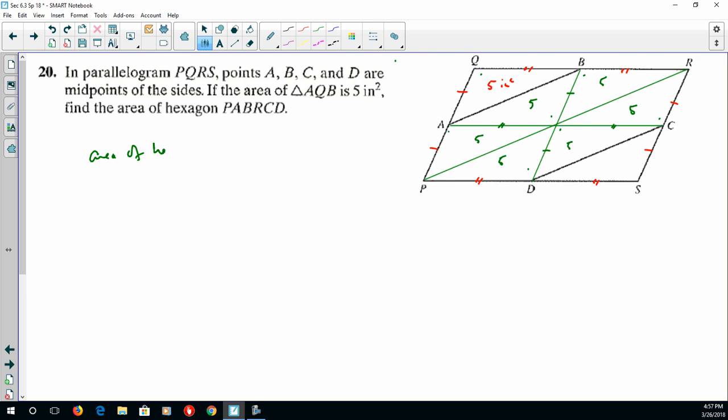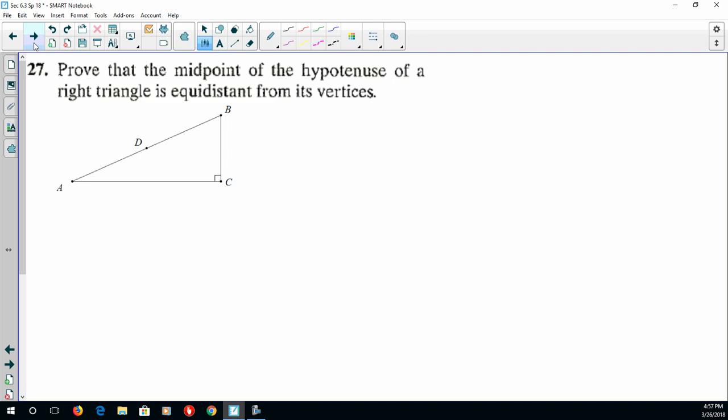Okay, one last problem. This is a proof, and I'm probably not going to do this one perfectly either. I'm going to talk more than I write down. We want to prove that the midpoint of the hypotenuse of a right triangle is equidistant from its vertices. So this is what the statement here on number 27 is. So the first thing is to draw a decent picture. So we're going to assume the triangle ACB is right with angle C being the right angle, and that D is the midpoint of hypotenuse AB.